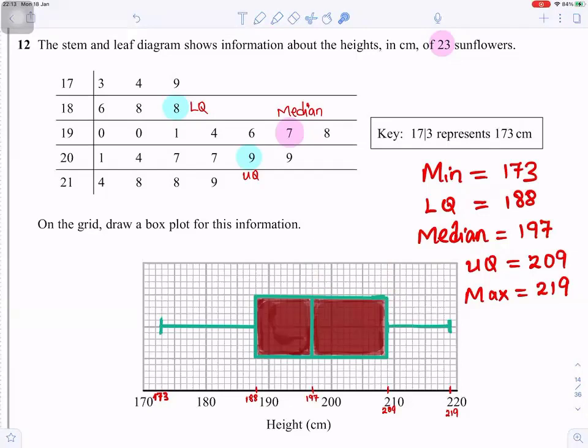From the stem and leaf diagram, if you count 1, 2, 3, 4, 5, 6, 7, 8, 9, 10, 11 on one side, and 1, 2, 3, 4, 5, 6, 7, 8, 9, 10, 11 on the other side. That's why 197 is the median. And when you take the half of it, you count 1, 2, 3, 4, 5, and you count 1, 2, 3, 4, 5. That's why 188 is the lower quartile. And you do the same, 209 is the upper quartile. And you can draw the graph with that information, the box and whisker plot.